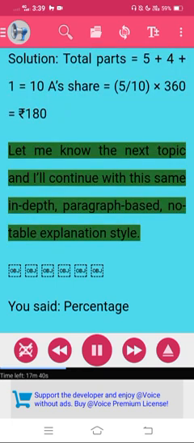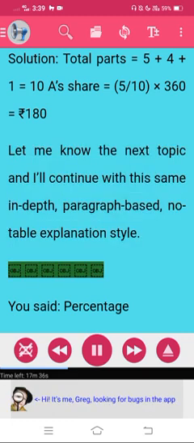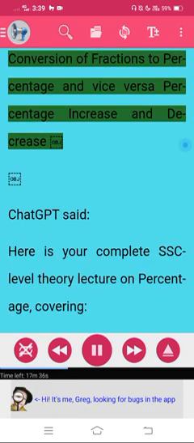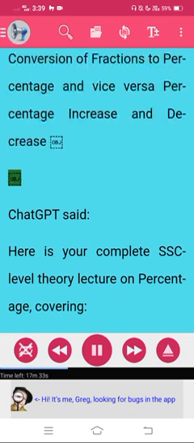Let me know the next topic and I'll continue with this same in-depth, paragraph-based, no table explanation style. You said, percentage. Conversion of fractions to percentage and vice versa, percentage increase and decrease.